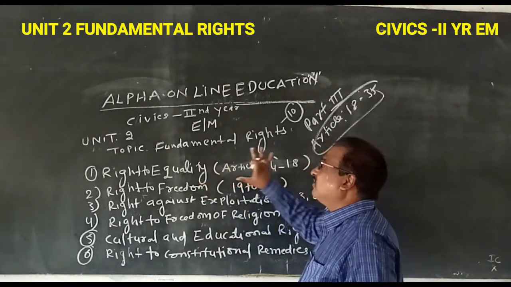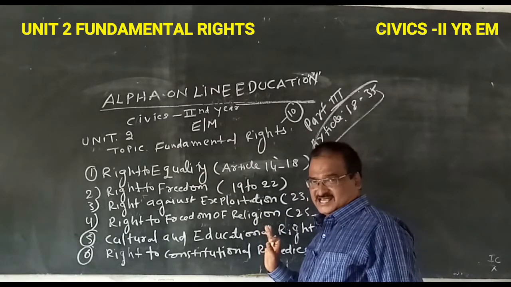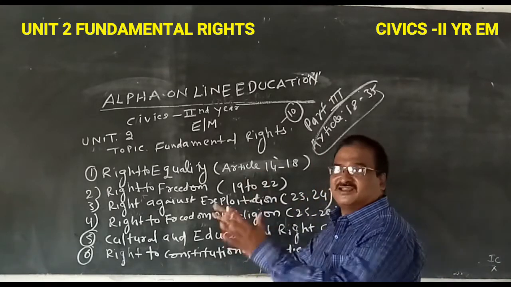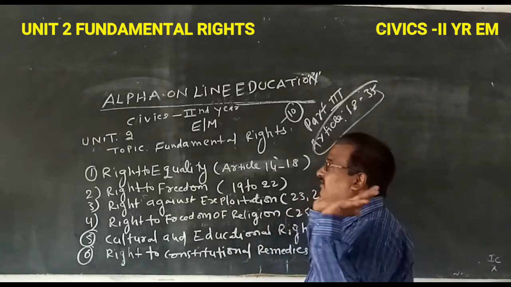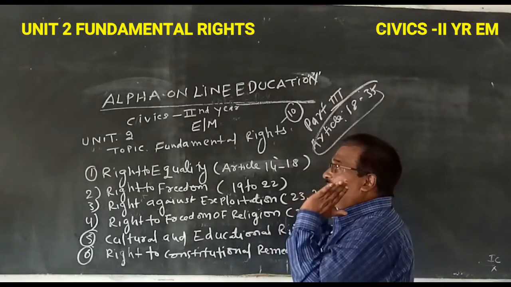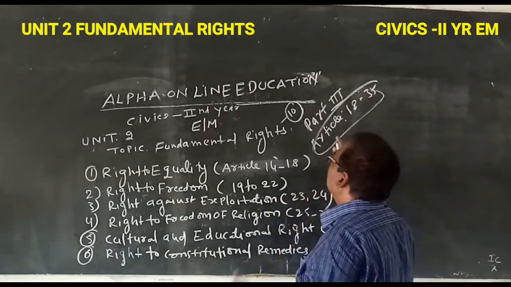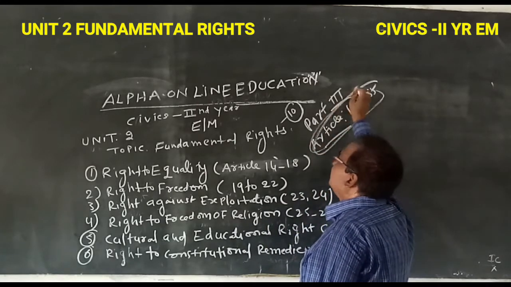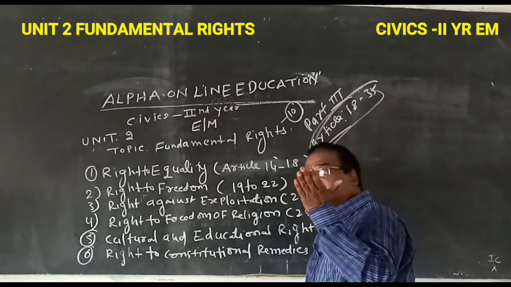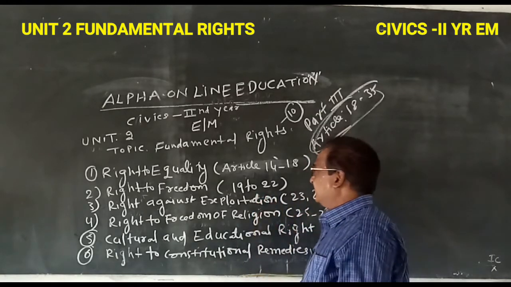For the right to equality, it is compulsory to mention the articles. You should not write in your own way, saying right to equality means all are equal before the law. That way is not correct. Every student must write the articles. In our Indian Constitution Part 3, Articles 12 to 35 deal with the fundamental rights. The importance and aims of the fundamental rights are covered in Articles 12 and 13.